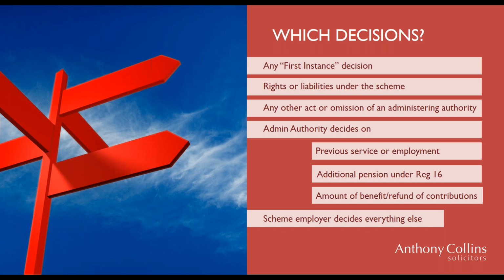In particular, they are, as I've already mentioned, responsible for discretionary benefits. So there are certain discretions that they have. Employers are expected to have a policy on how they will exercise their discretions. So within 3 months of joining the scheme, an employer is supposed to put in place a policy covering certain discretions and to provide a copy of that to the administering authority.